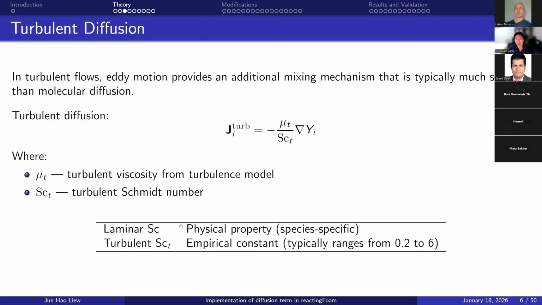So what's the difference between the two? Down here I used the laminar Schmidt number, but I shouldn't really say laminar because it's really just the Schmidt number; I used it here just to differentiate between the two. The Schmidt number is a physical property which is species specific, so each species has its own Schmidt number or diffusion coefficient. The turbulent Schmidt number is an empirical constant that just categorizes the flow in general.